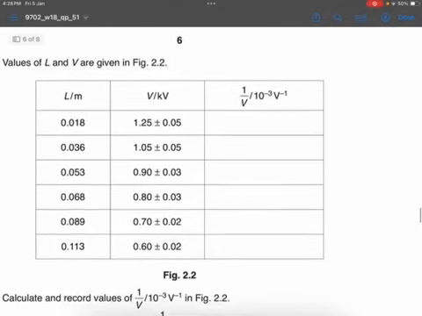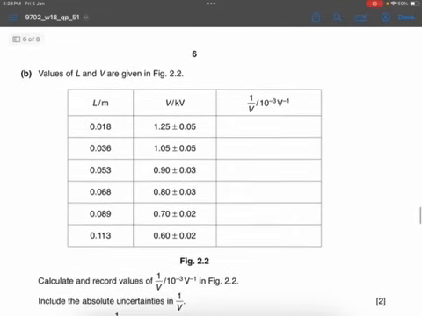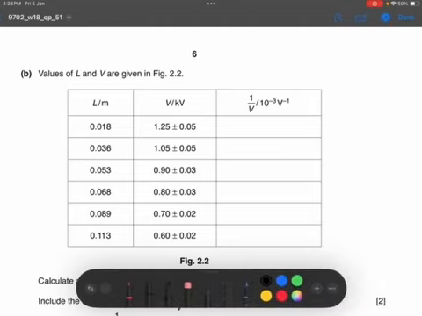In the next step, we are given by the question, values of L and V in Fig 2.2. So as you can see, this is what we have in Fig 2.2. Then the question asks, calculate and record values of 1 over V, in 10 to the power of minus 3. Now, we are looking for 1 over V. As you can see, the first value of V is 1.25 times 10 to the power of 3, because it is in kilovolts.